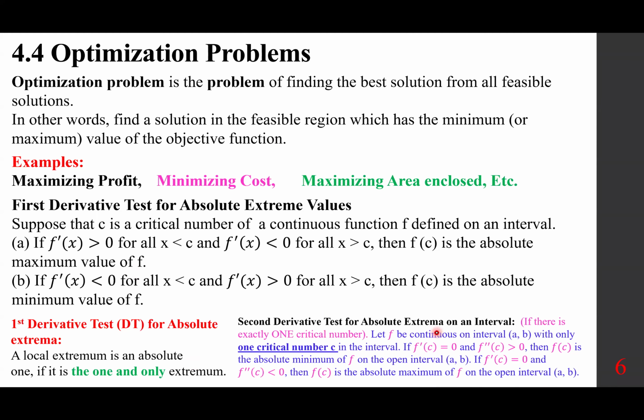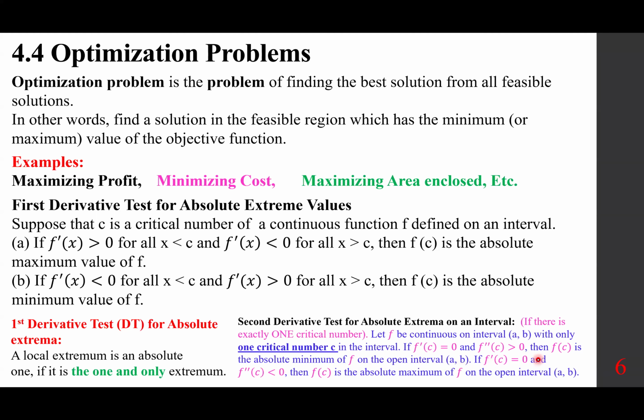Second derivative test for absolute extrema on an interval. If there's exactly one critical number, let f be continuous in the open interval a to b, with only one critical number c in the interval. If f prime of c equals 0 and f double prime of c is positive, then f of c is the absolute minimum of f on the open interval a to b.